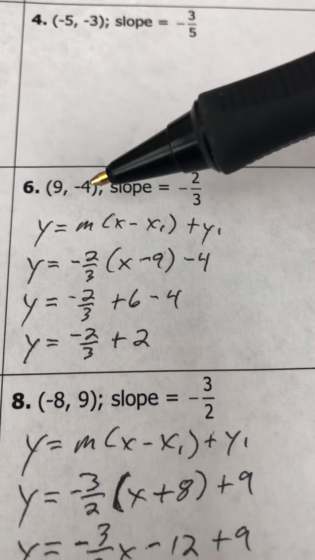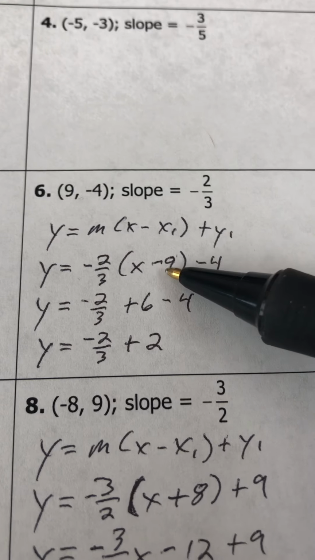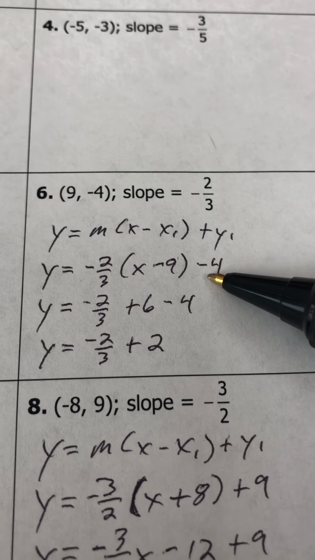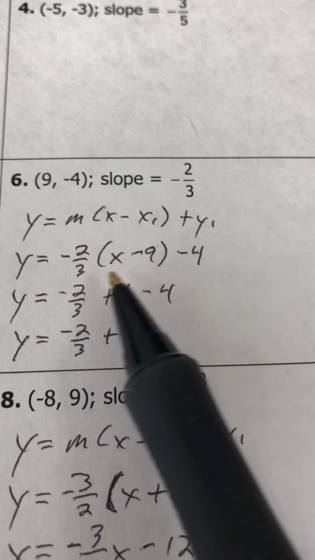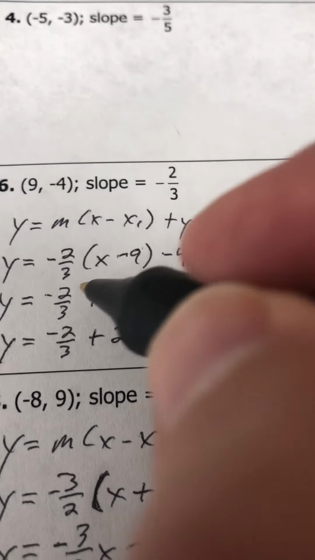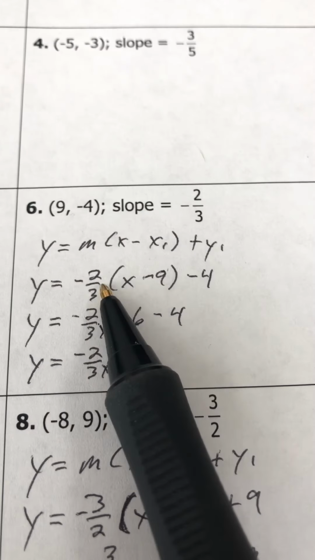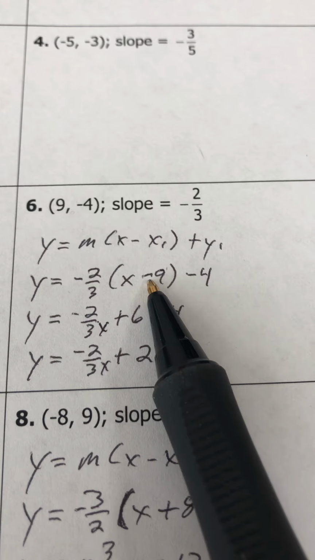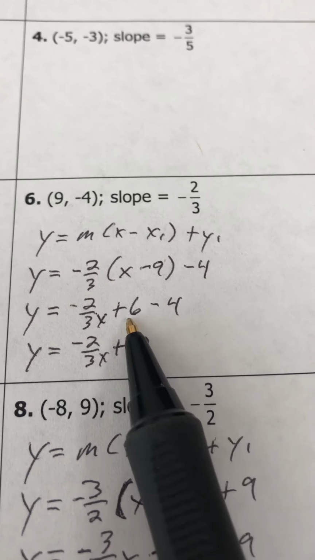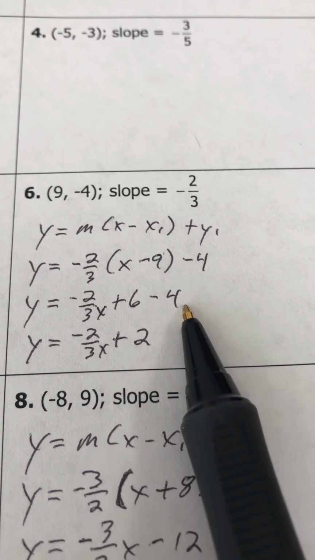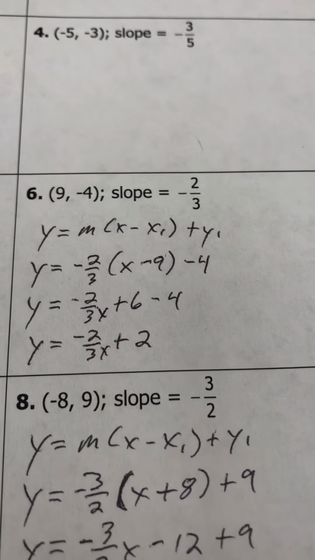Number 6. I plug in my slope, I put in my x value, I put in my y value, which happens to be a negative, so it's minus 4 this time. Negative 2/3 of x, I forgot my x, becomes negative 2/3 x. Negative 2/3 times a negative 9 is a positive 6. And I bring down that negative 4. The only thing I need to do here is 6 minus 4. That gives me 2. There's my y equals mx plus b.